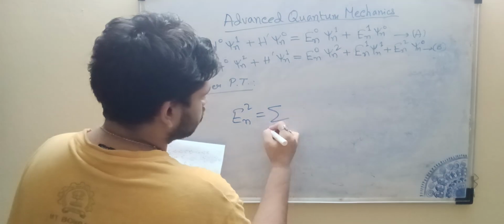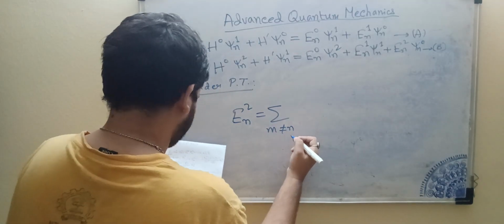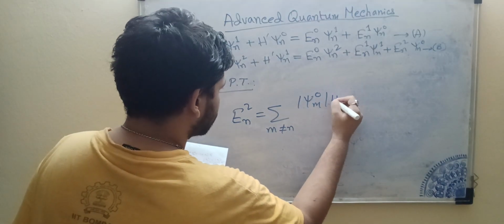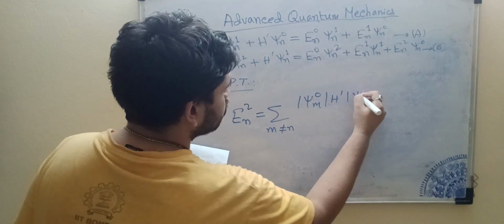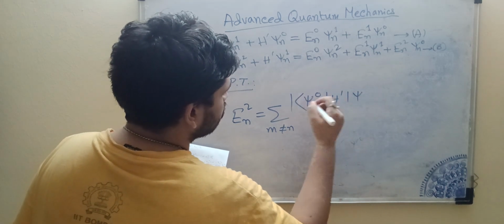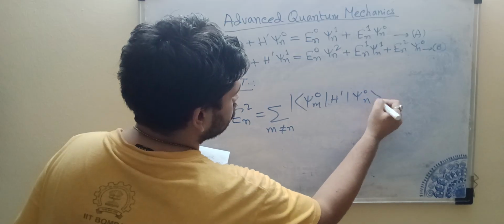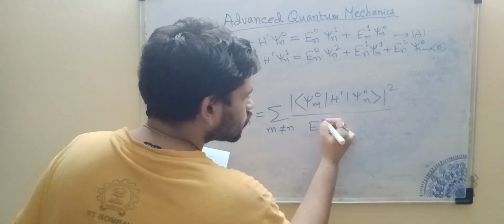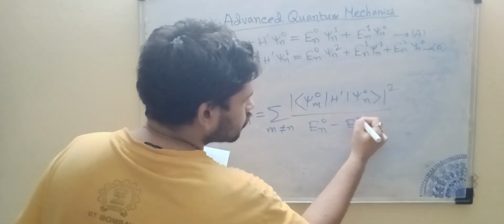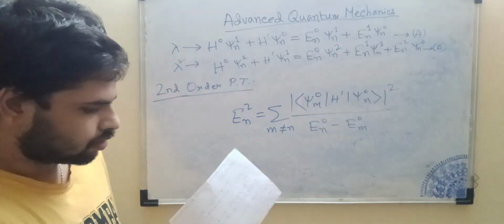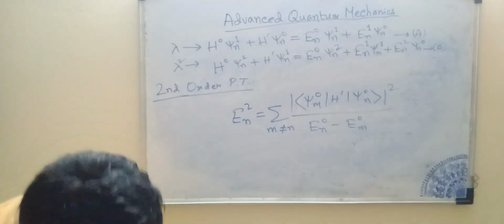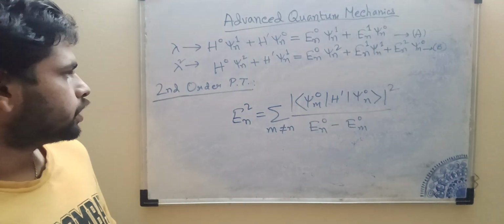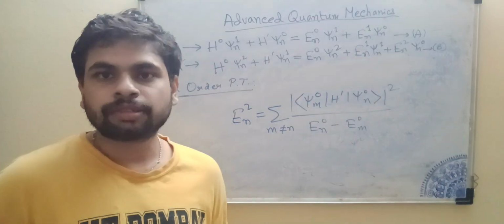So the final equation will be En2 equals the summation over m not equal to n of the mod square, complex conjugate getting squared, divided by En0 minus Em0, again with both being non-degenerate states. So this is the final expression for the first order and second order perturbation theory.